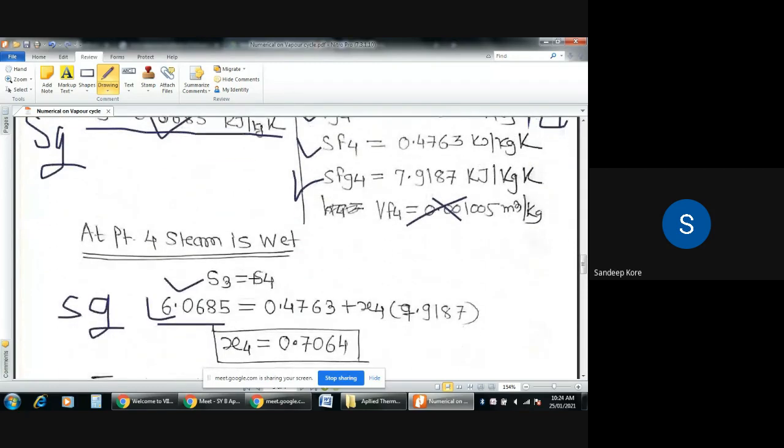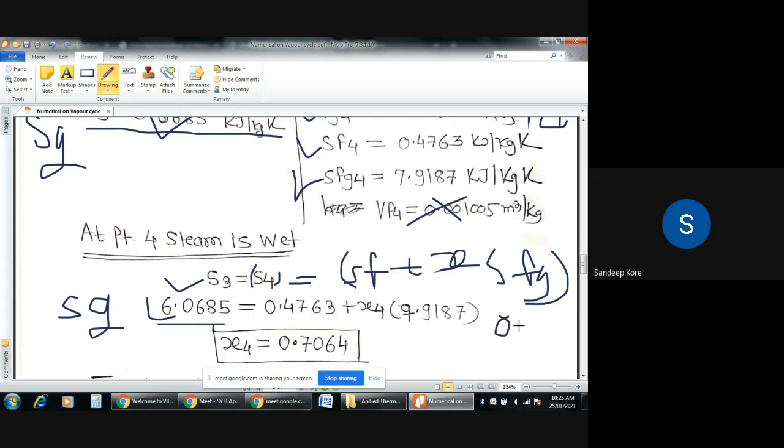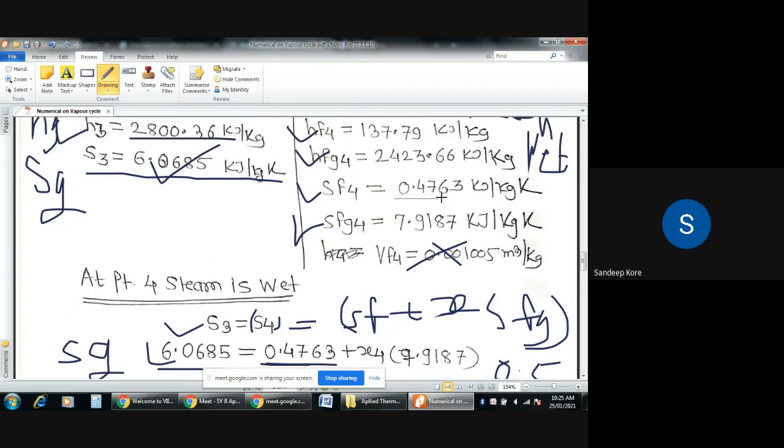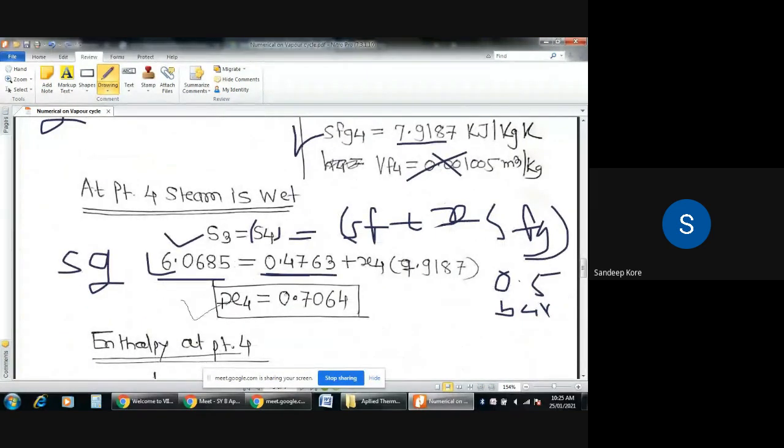Now the entropy of wet steam, that is S4, is equal to Sf plus X into Sfg, but here we have to refer to these values at the condenser pressure, that is 0.05 bar, which we have already noted. So 6.068 equals 0.47 plus X4 into 7.91. From this we find X4, and this comes out to be 0.70. It means the steam is wet.